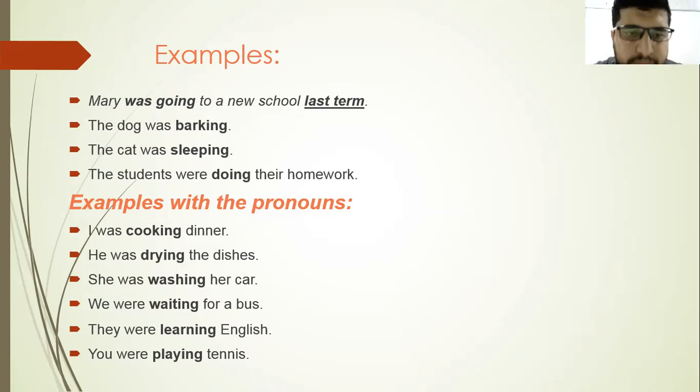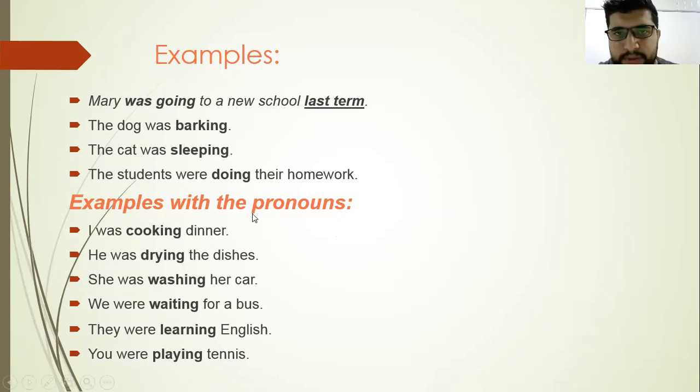So let's go to the next example. The dog was barking. Right now, I don't see the dog. If I see the dog barking, you say, the dog is barking. But when I go away and I don't see the dog anymore, or the dog ran away, say the dog was barking. The dog was barking in the past. The cat was sleeping. The students were doing their homework.